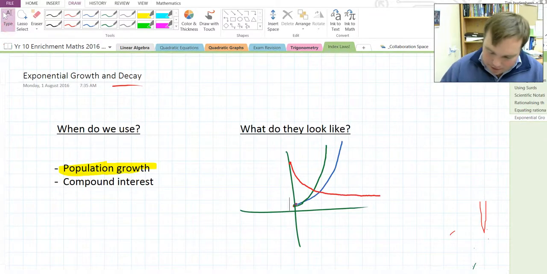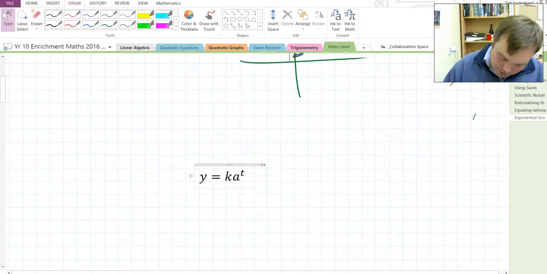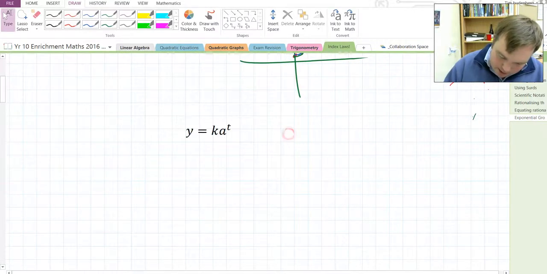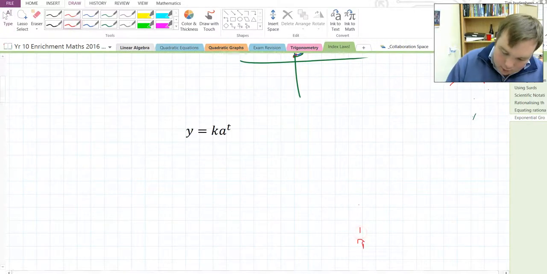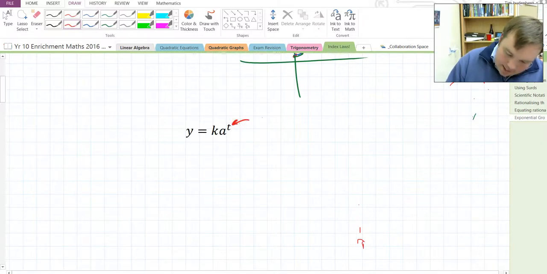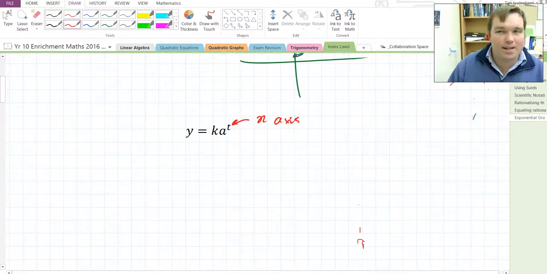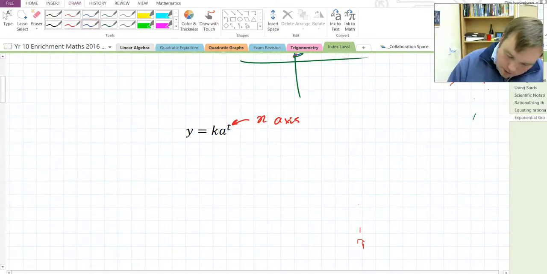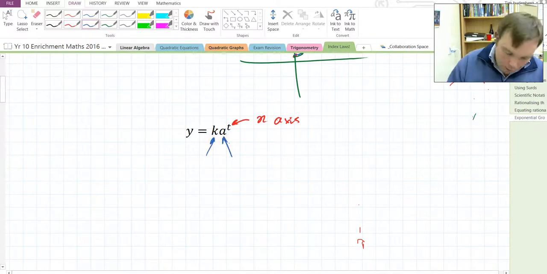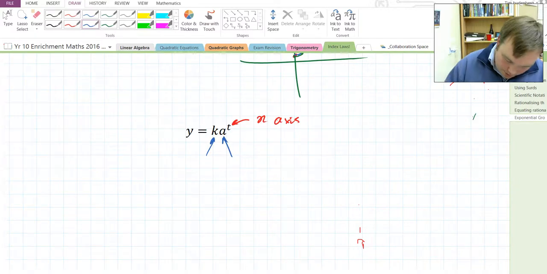Alright, now the general form of this function takes this form here, where y is clearly the y-axis, t is what's plotted on the x-axis. The reason we use t is because that usually symbolizes time, though it doesn't have to. And then we're going to look at k and a and what they do. And to do this, we're going to look at the graphs page.